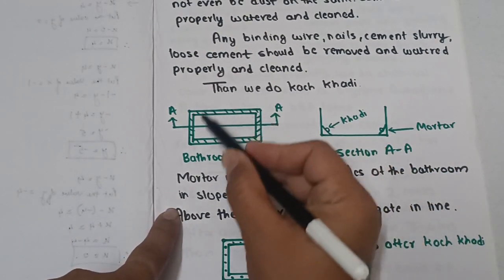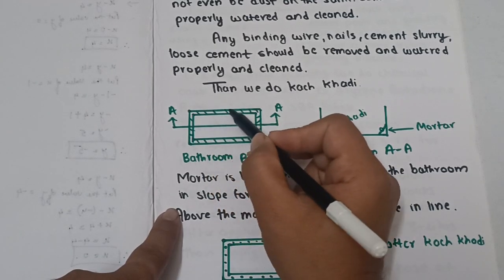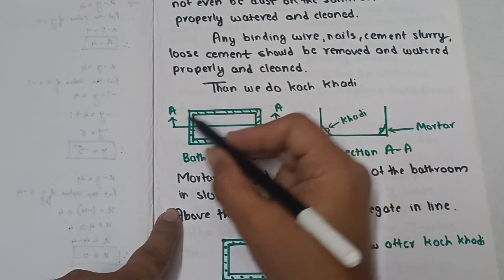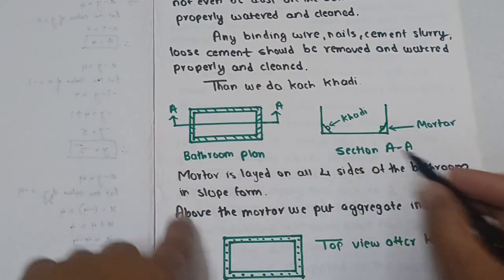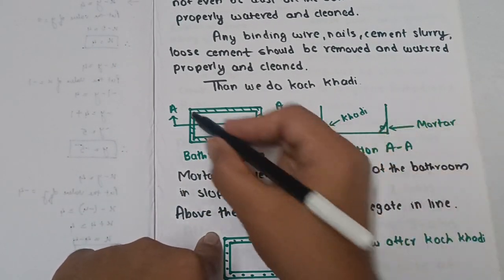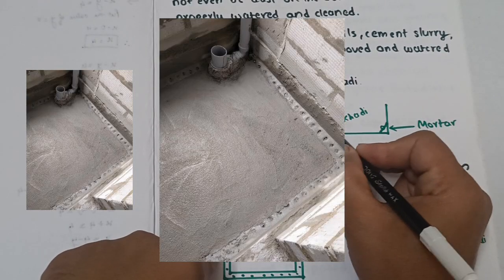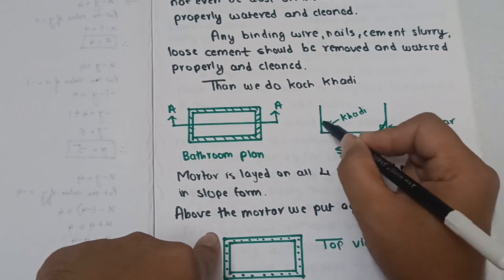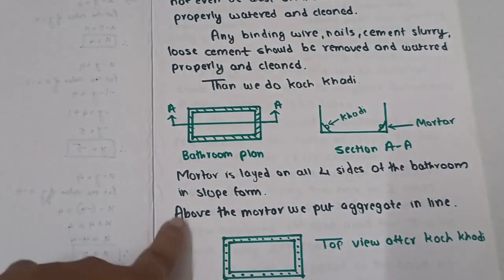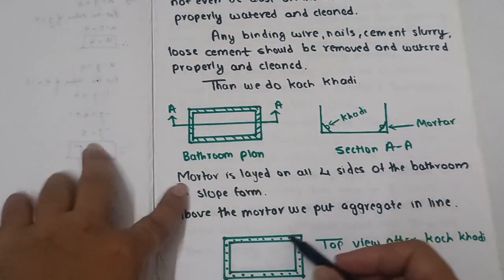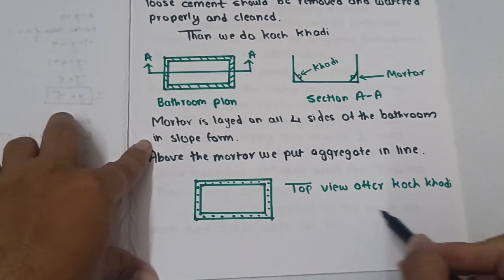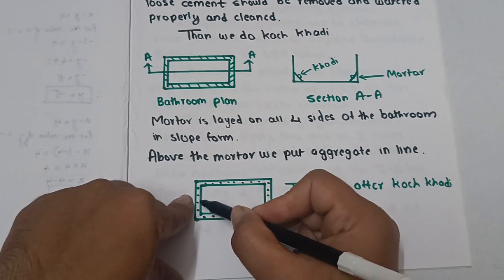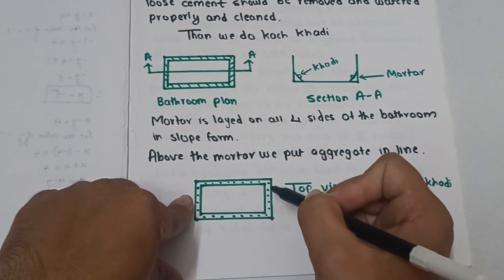Like this is a plan of a bathroom, and this hatch portion is kach khadi. Suppose this is section AA. This is how it looks after cutting it: mortar applied on corners in slope form and aggregate above it. Then this is the top view of a bathroom after kach khadi. These points are aggregates.